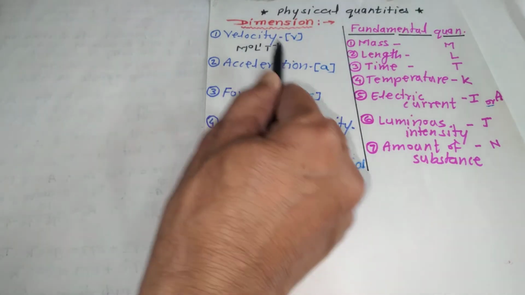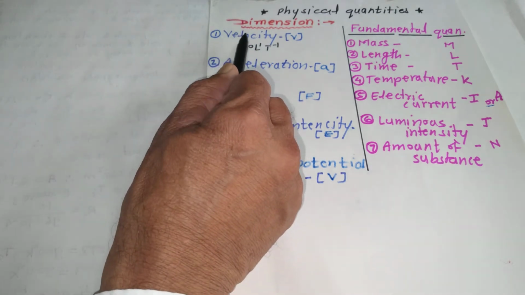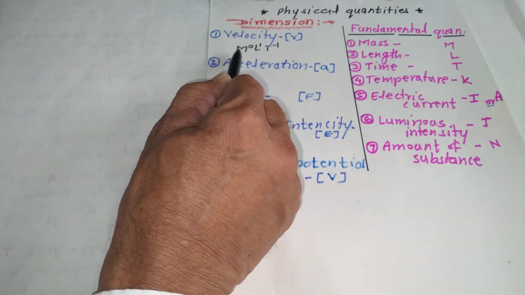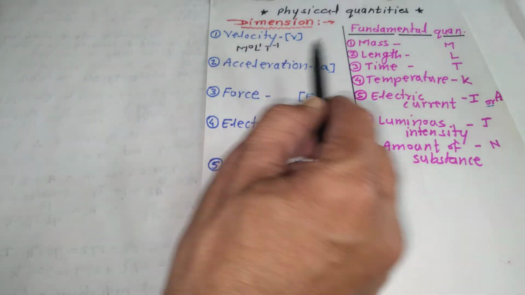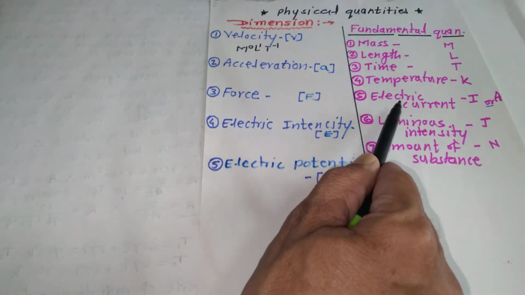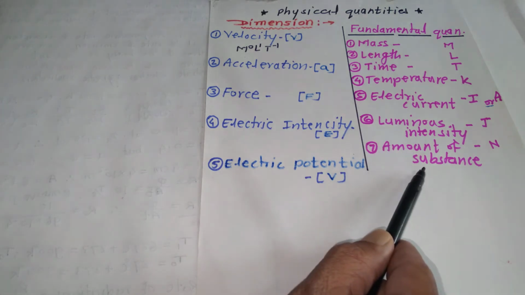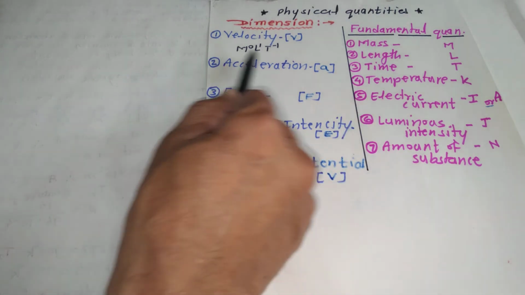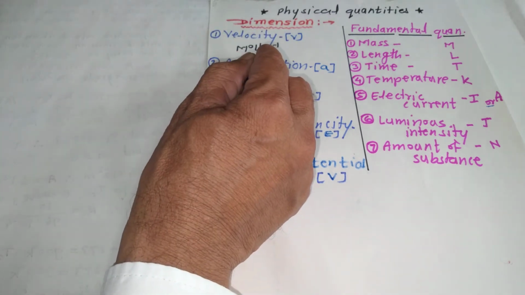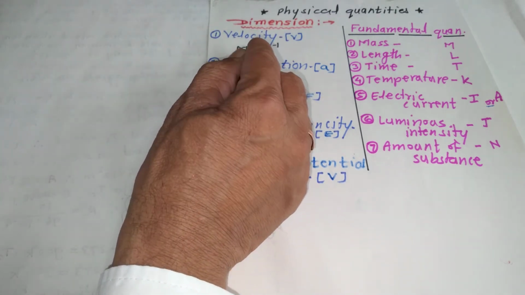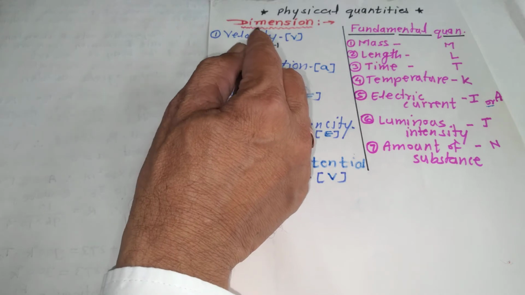इसका मतलब ये हुआ, velocity does not depend upon mass, that's why M raised to 0. वैसे ही velocity also does not depend upon temperature, electric current and other fundamental quantities. That's why I haven't written them there. M raised to 0, L raised to 1, T raised to minus 1 is the dimension of velocity. This is the meaning of dimension of velocity.